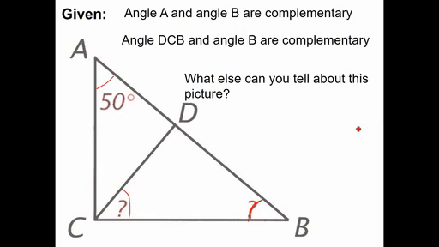So you're back, and the fact that A and B are complementary means that if this one's 50, this one down here at angle B would have to be 40 degrees to make the sum equal to 90. And then DCB and angle B are also complementary, which means this angle then would have to be 50.